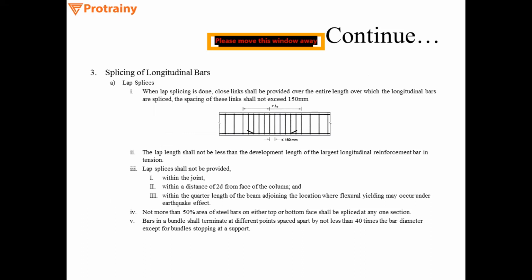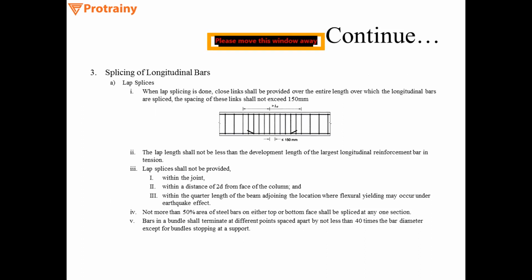Coming to the next slide, splicing of longitudinal bars. The first kind of splicing we are talking about is lap splicing. The first point regarding lap splicing is that when lap splicing is done within a beam, close links should be provided within that entire length in which the longitudinal bar is spliced, as you can see in the figure.